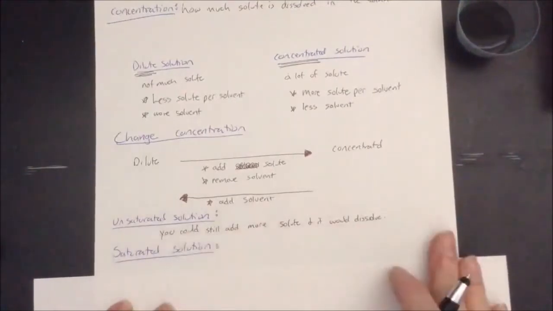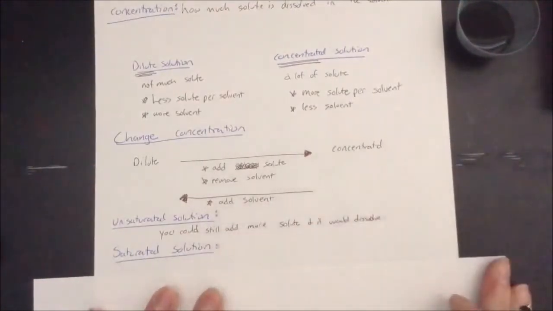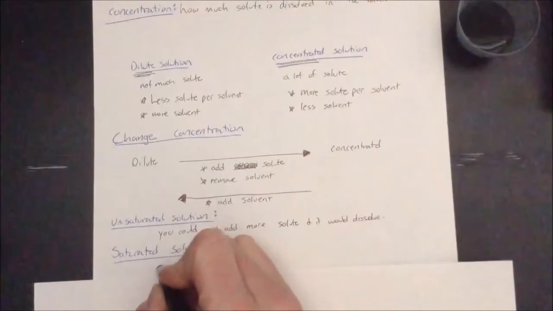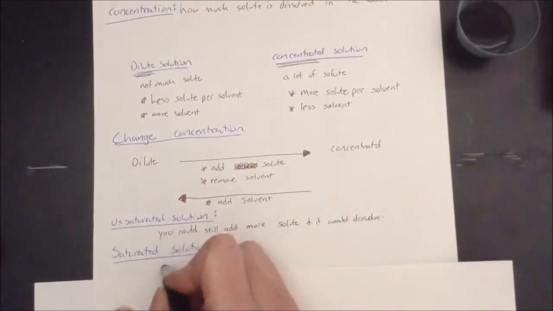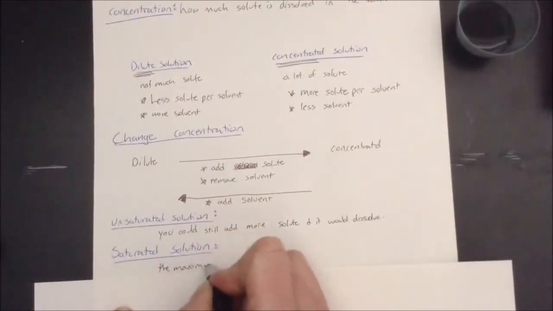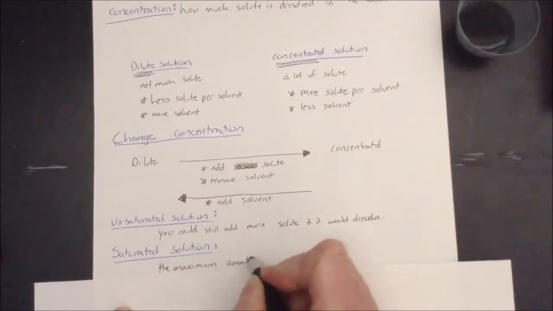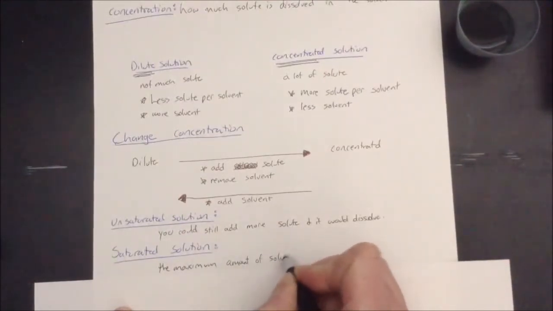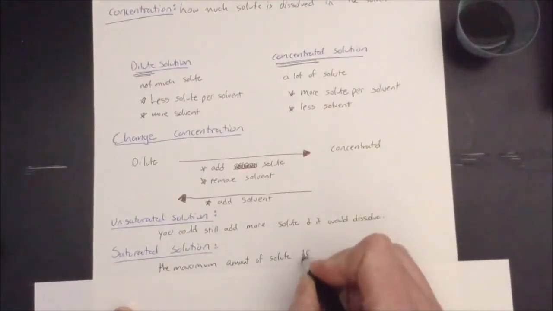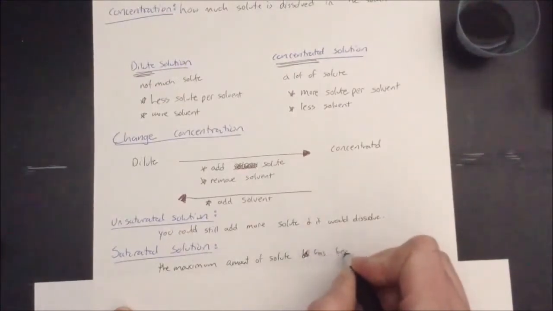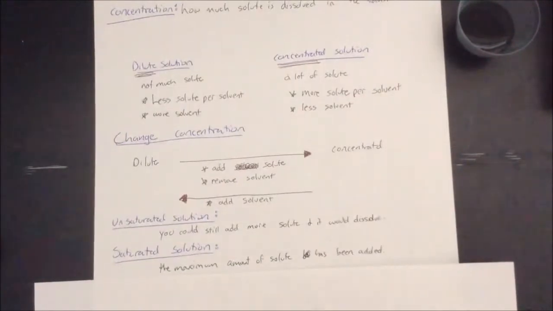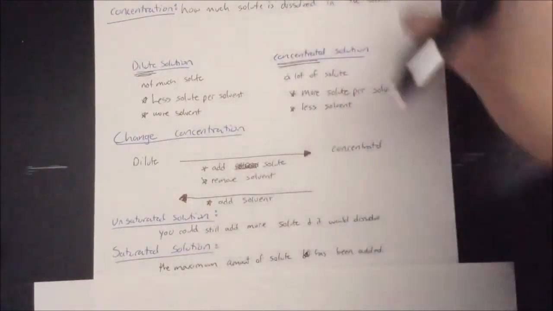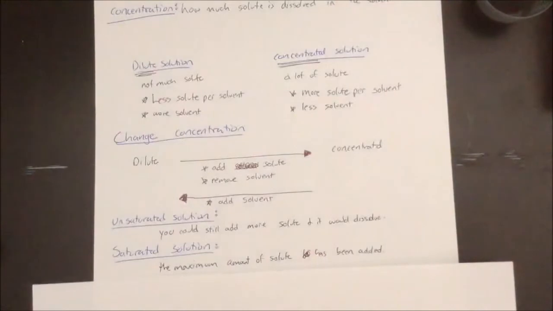At some point in time, maybe not so with food coloring, but eventually I have added enough solute that I can't dissolve anymore, and we call that a saturated solution. The maximum amount of solute has been added. Okay, this is more noticeable when you're dissolving solids, like there's only so much salt you can dissolve in water, and there's only so much sugar you can dissolve in water.